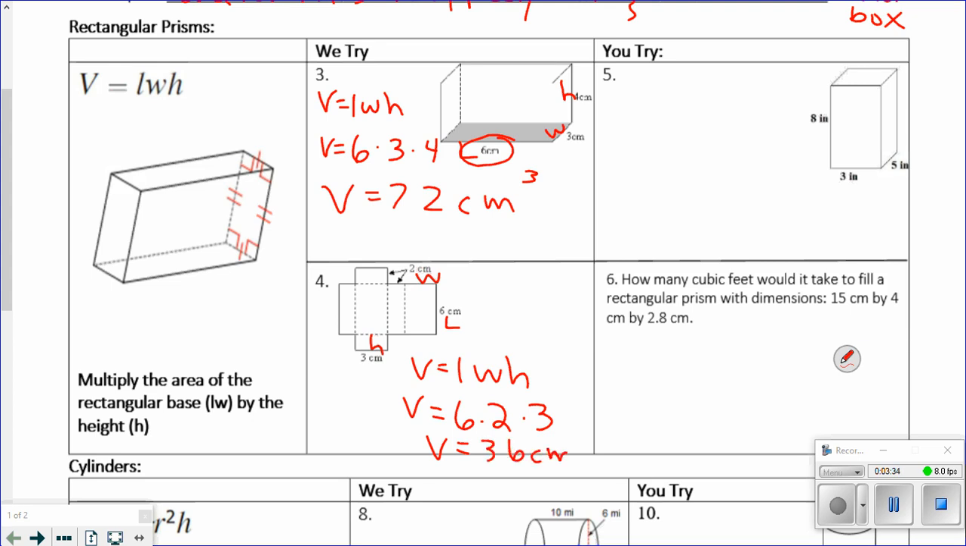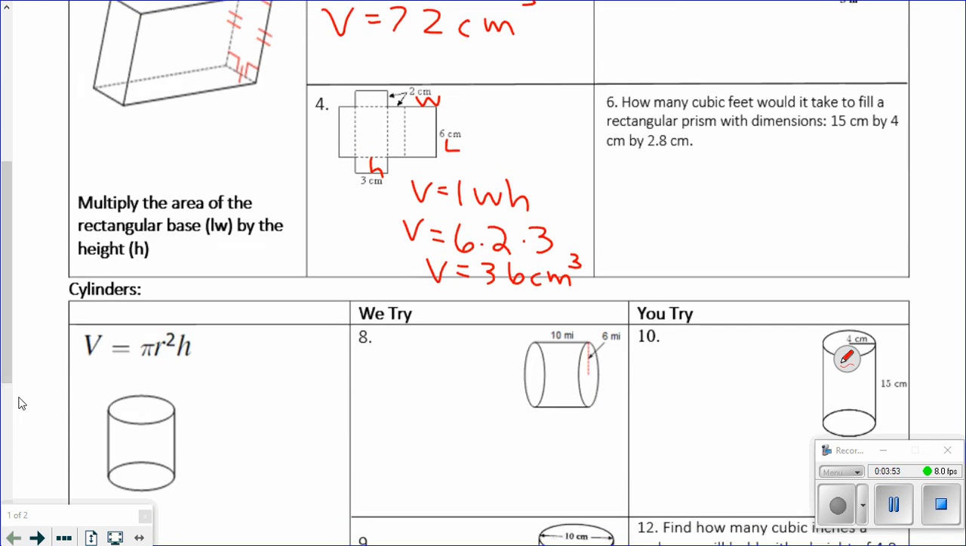You should get 36 centimeters cubed. Okay? All right, so now go ahead and press pause on the video. I want you to try 5 and 6 on your own. Raise your hand when you are done. Do not move on before getting them checked by a teacher. Okay, and then you can move on to the cylinders.